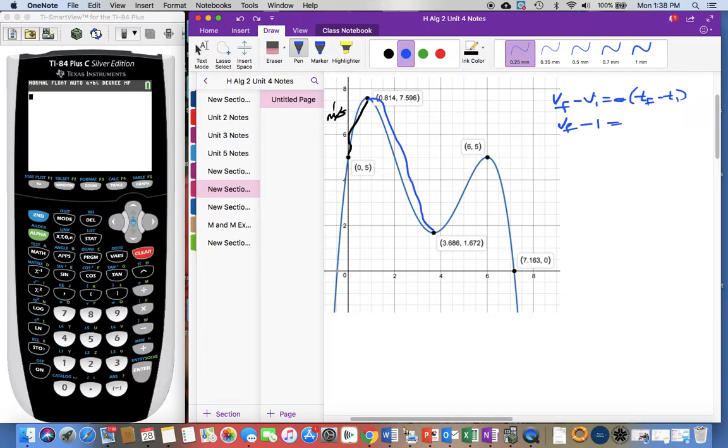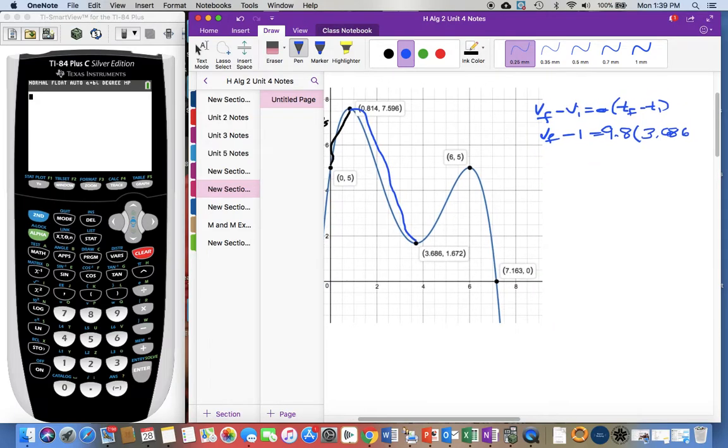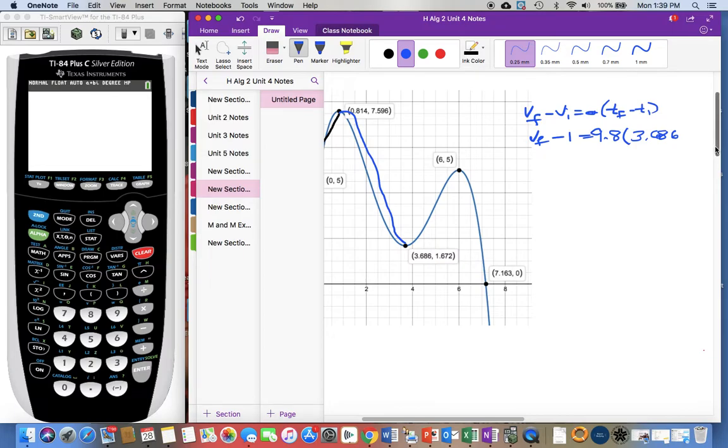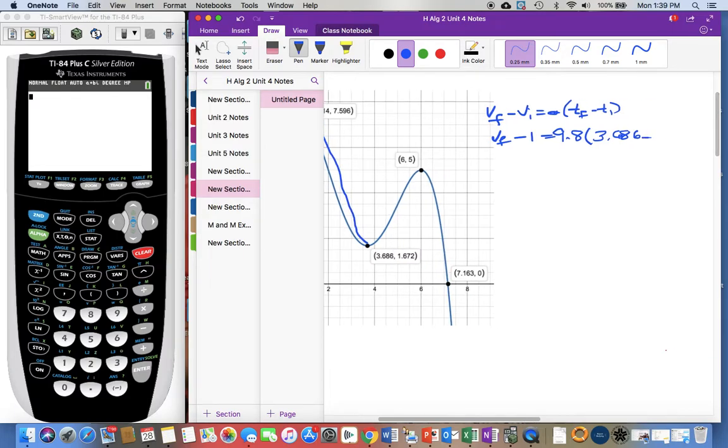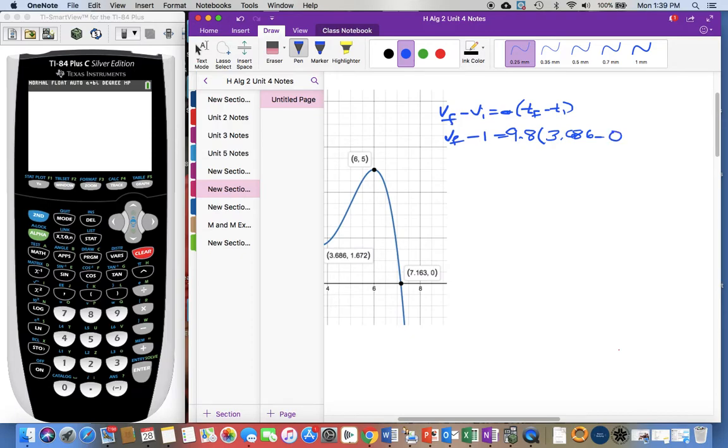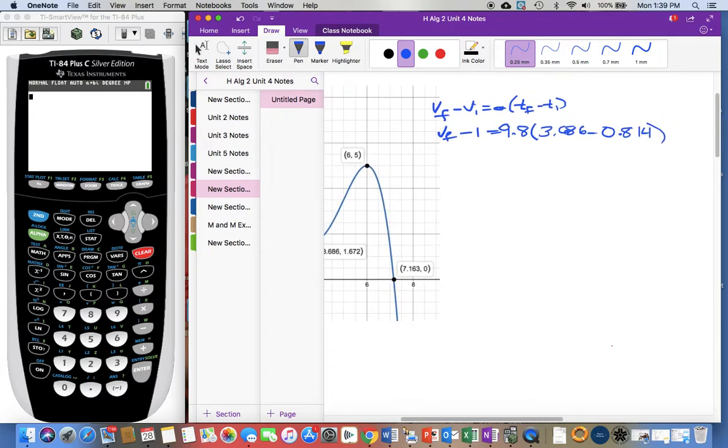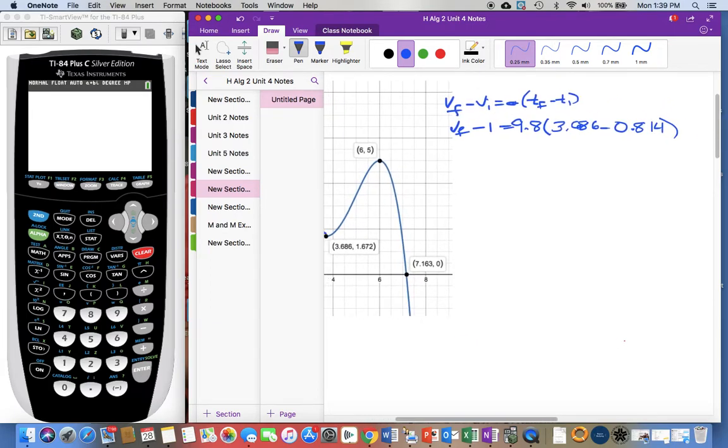Now, acceleration. Remember, that's either going to be a positive 9.8 or a negative 9.8, depending on whether you're going up or down. If we're going down, then gravity is helping to speed up our roller coaster, in which case I'm going to use a positive 9.8. Now the final time is going to be that 3.686 minus my initial time, which is that 0.814. So I'm going to put that in. I'm going to have to move over a little bit here to show that to you. So 0.814. Okay. So if you notice, I've got that 3.686 minus 0.814.